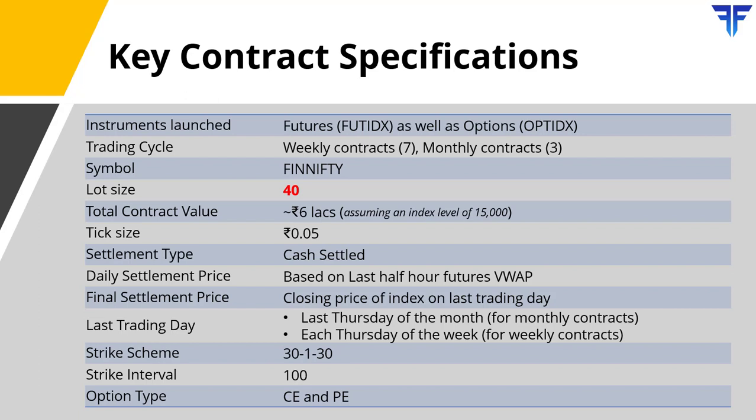So, the total contract value turns out to be around 6 lakh rupees, while the profit or loss would be 40 rupees for every 1 point move in the index. The contracts will be cash settled and the final settlement price would be the closing price of the index on the expiry day. Meanwhile, the expiry day would be the last Thursday of the expiry month for monthly contracts and each Thursday of the expiry week for weekly contracts. For detailed contract specifications, kindly visit the link shared in the video description.